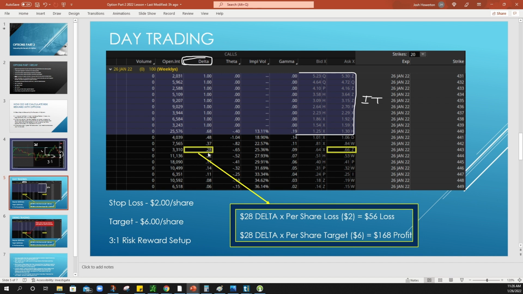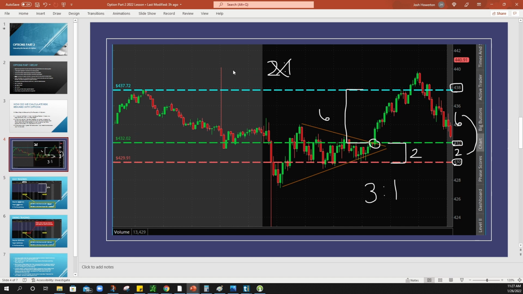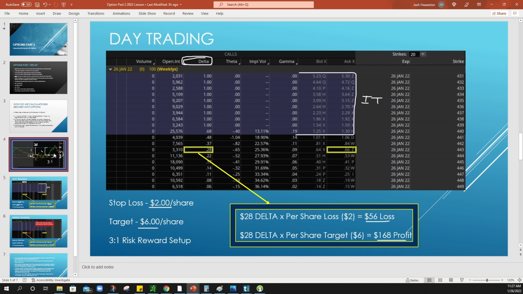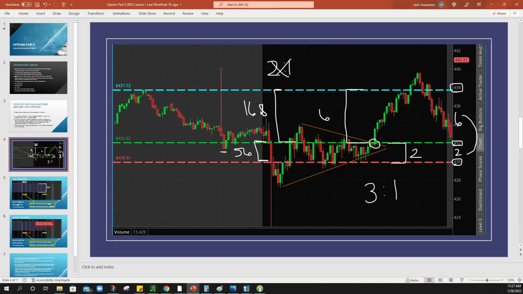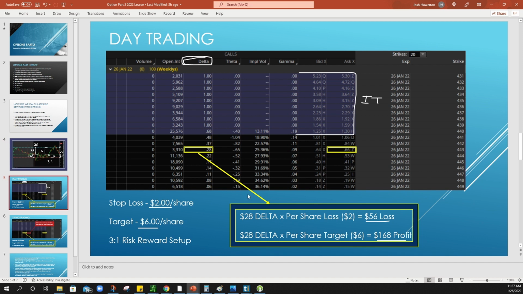So again, we found one with a $28 delta. We look at what we're risking per share, what we're looking to make per share, and we do some simple math. 28 times $2 a share equals a $56 loss. 28 times $6 a share is a $168 profit. I have just determined what I'm going to risk on the trade. From the green line to the red line, I'm risking $56 a contract. From the green line to the blue line, I'm looking to make $168.